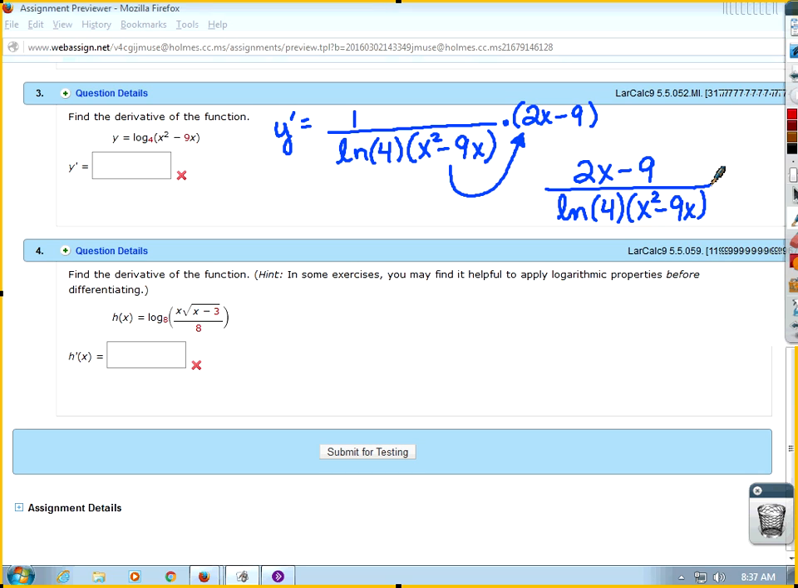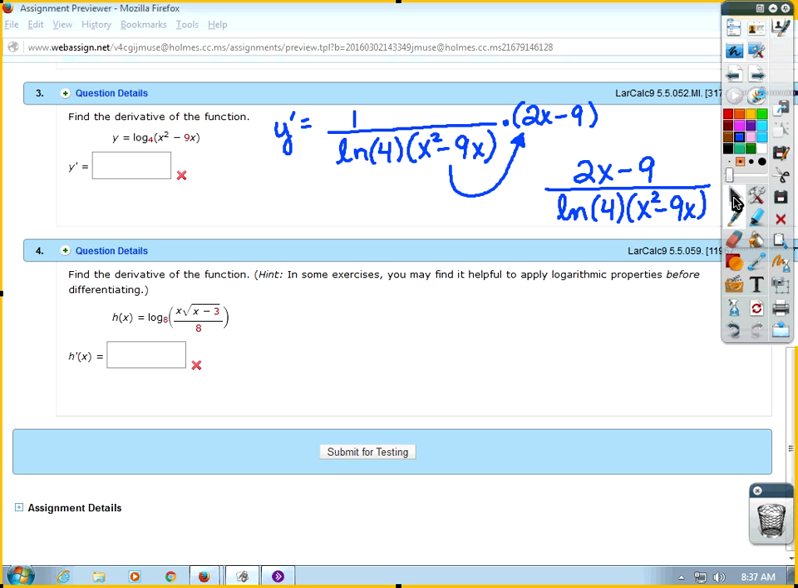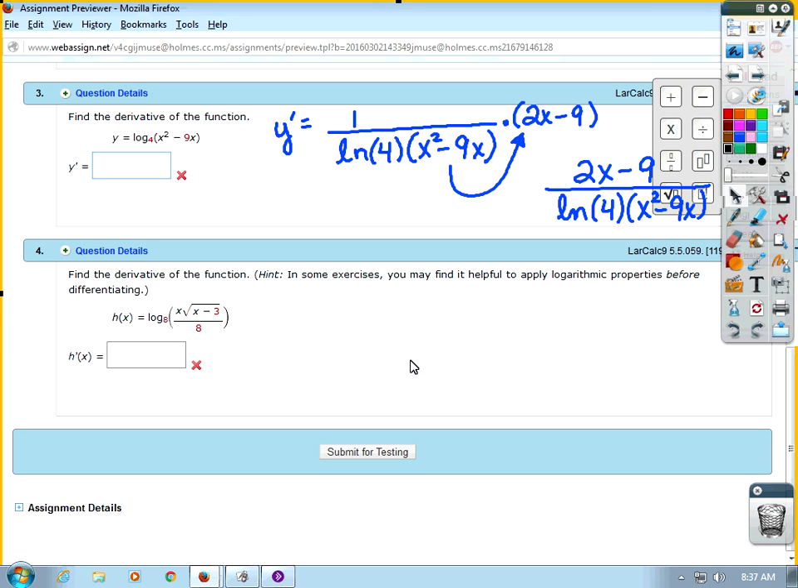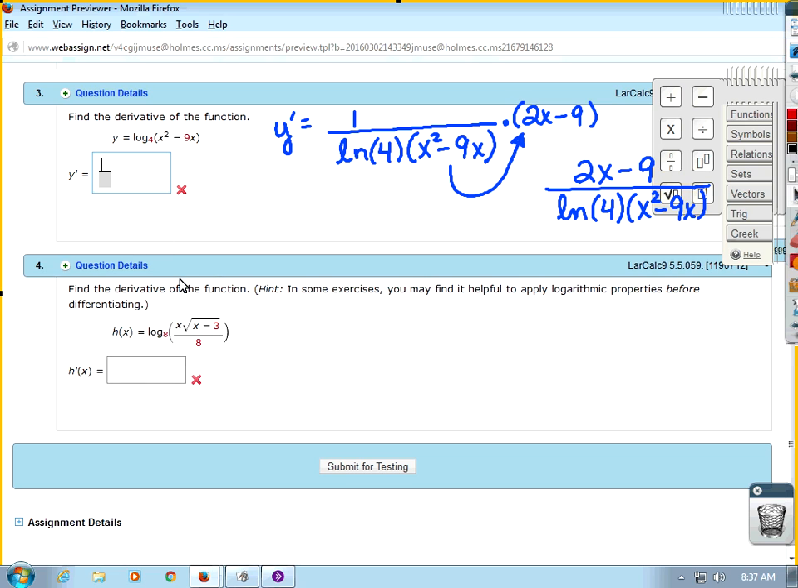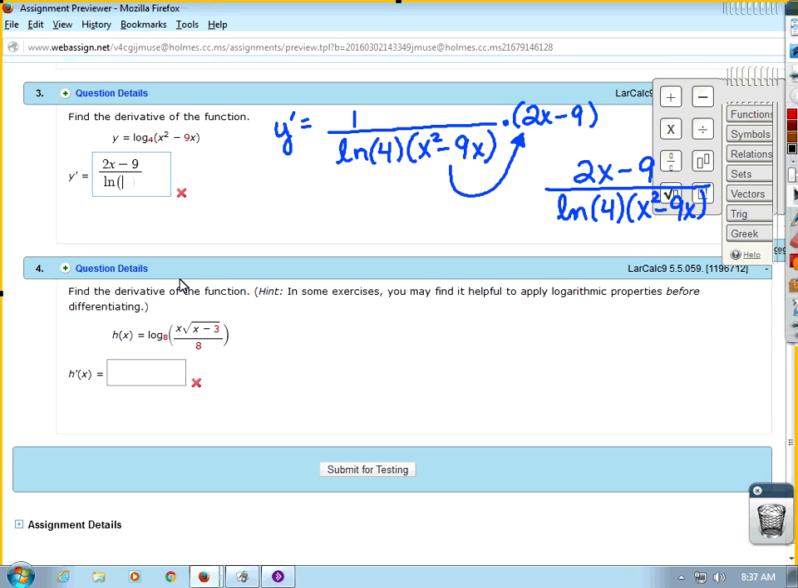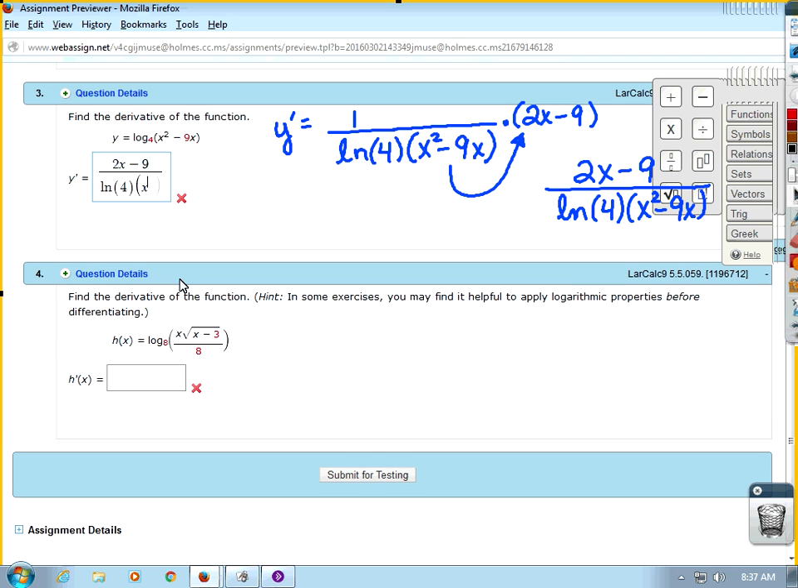Okay, so remember your chain rule. And remember that taking the derivative of a log is going to be 1 over the natural log of your base, and then times that argument, but the argument goes on the bottom. All right, so we need 2x minus 9 over ln 4, and then x squared minus 9x.